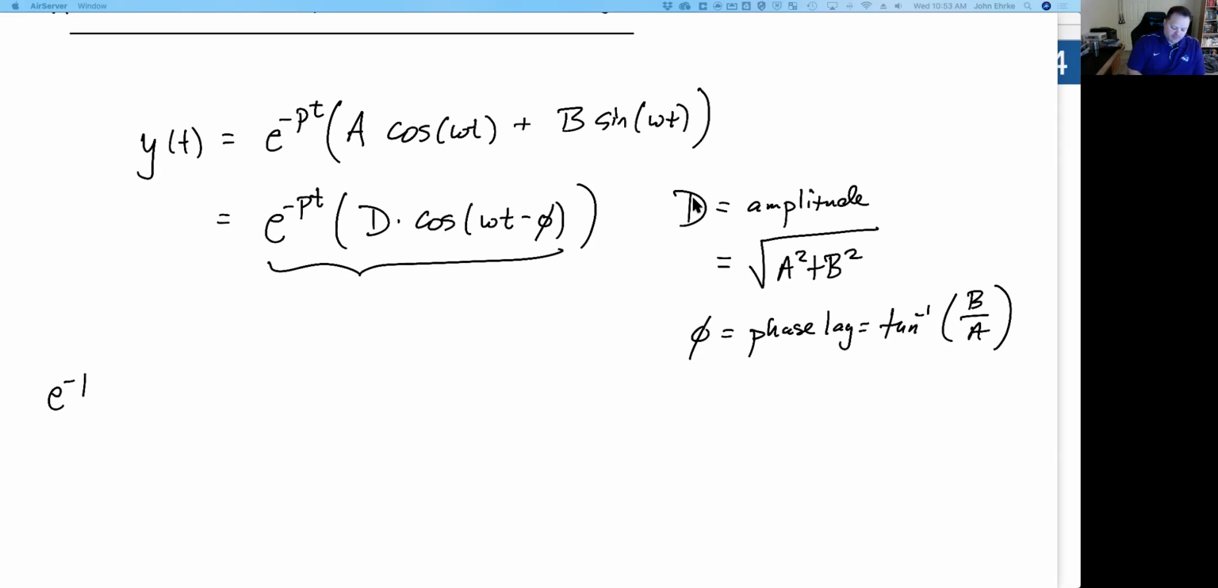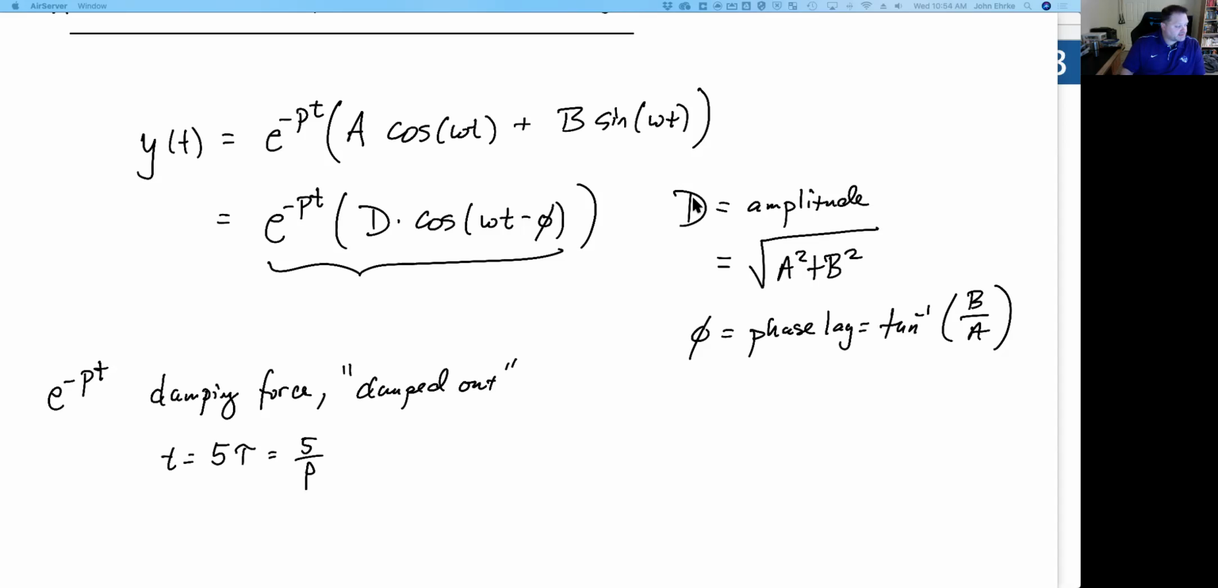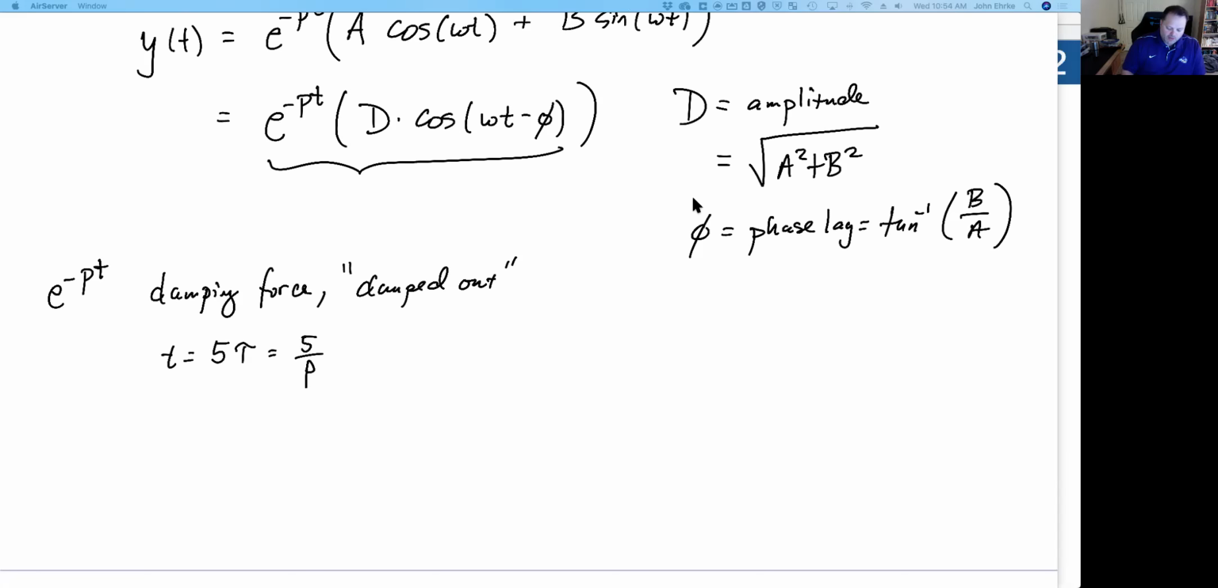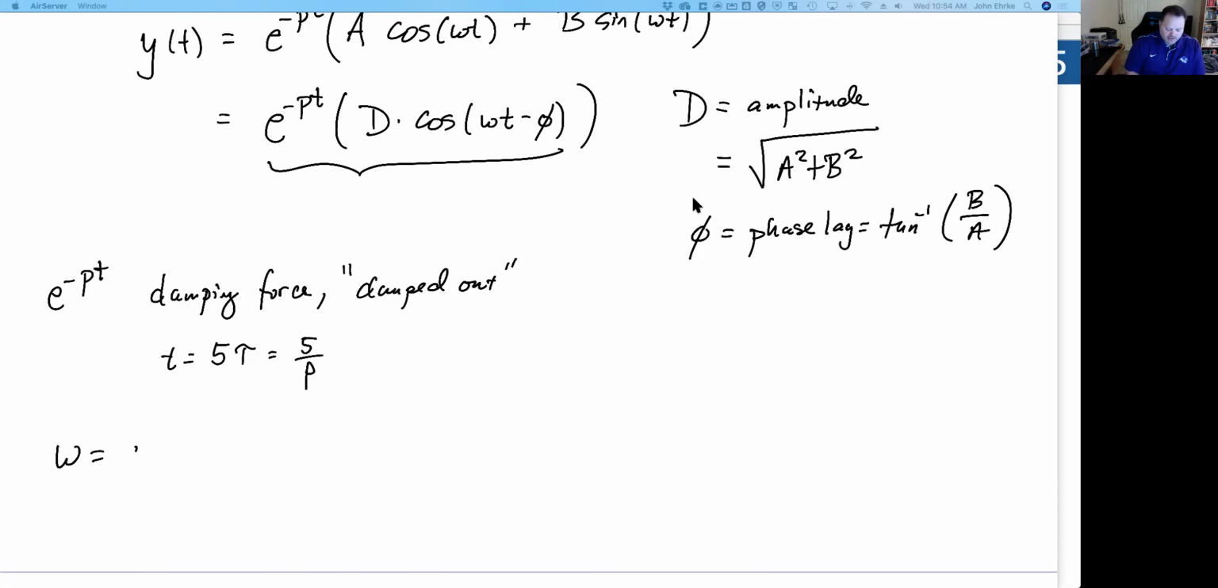So there are a couple of things we need to talk about: what does this function look like? The e to the minus pt is where the damping comes from in the problem. Based on the analysis we just did, we can consider this damped out after 5 tau. So after t equals 5 tau, where remember tau is the inverse of p, it damps out after 5 over p, whatever that value of p is. We're going to figure out how to find the value of p very quickly in future examples, but there's more to say here.